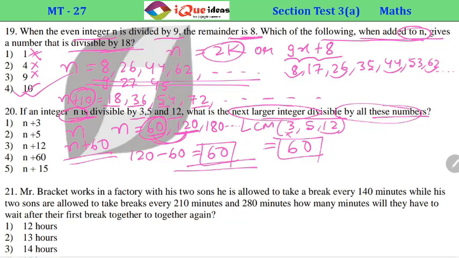So look at the options. It is the fourth option that is the correct answer. Basically, it is n plus the LCM of all of them. That's it. Nothing else was supposed to be done in this question. Okay, now the next one.